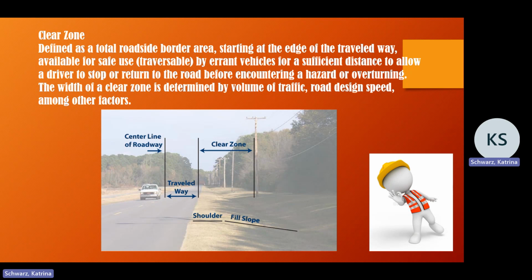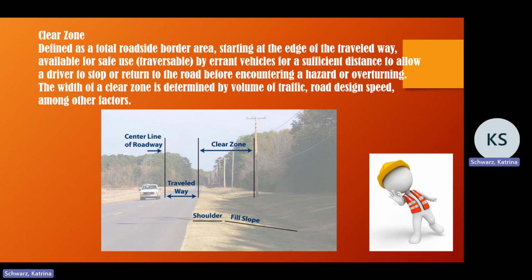First thing we need to understand is the clear zone. The clear zone is defined as a total roadside border area starting at the edge of the traveled way available for safe use by errant vehicles for a sufficient distance to allow a driver to stop or return to the road before encountering a hazard or overturning. The width of a clear zone is determined by volume of traffic, road design speed, among other factors.